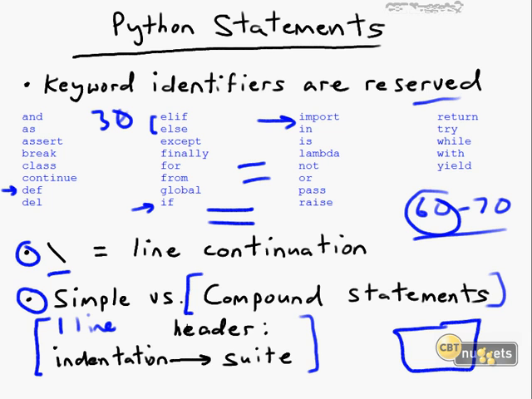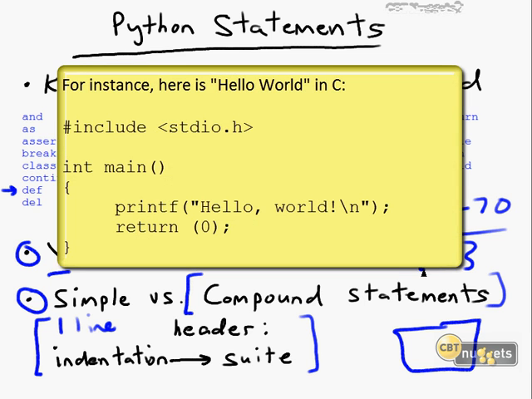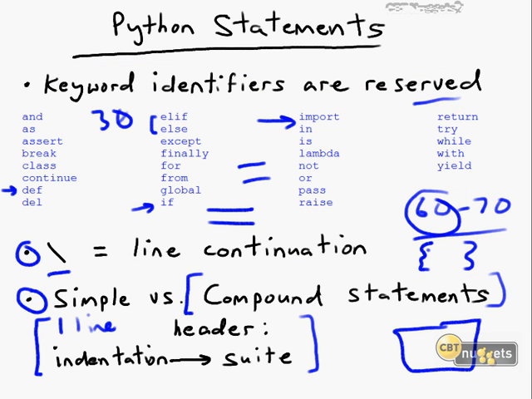Python uses a very interesting structure for compound statements. The bottom line is Python uses what's called white space indentation in order to demarcate a compound statement or a statement block. Languages like C and its derivatives use the brace character, I'm not drawing them very well here, but you get the general idea, to delimit the start and end of a code block.